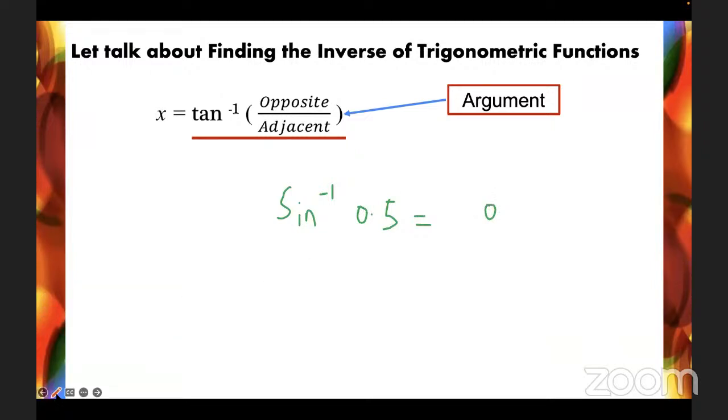Okay. Is everybody pretty much clear on that? Yes, ma'am. The argument is the value, the number that you're going to use to find the inverse sine.